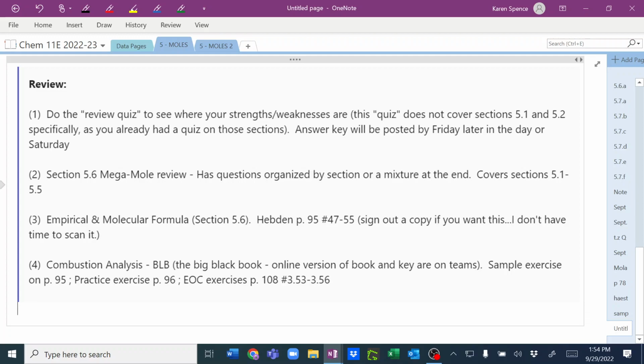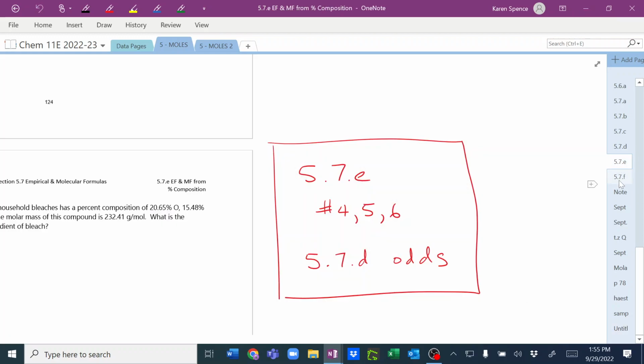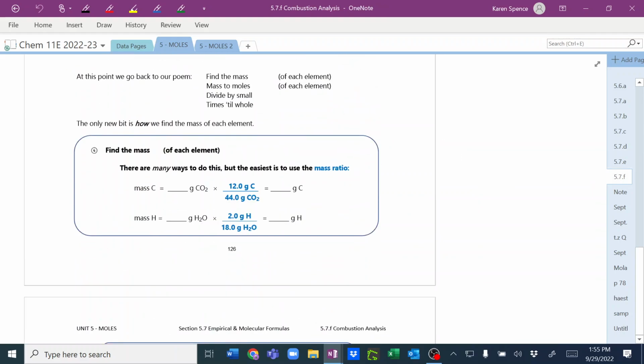Mainly calculations. Okay? Mainly calculations, and understanding of concepts. There will be some multiple choice, which involves some mental math, but it requires you to understand concepts as well, okay? But the written part is almost all calculations. And then combustion analysis, which we are doing today: the big black book is now online, and the key is also online in our Teams. So are we good? Okay, cool. Let's learn combustion analysis then, shall we? That would be 5.7F on page 126.